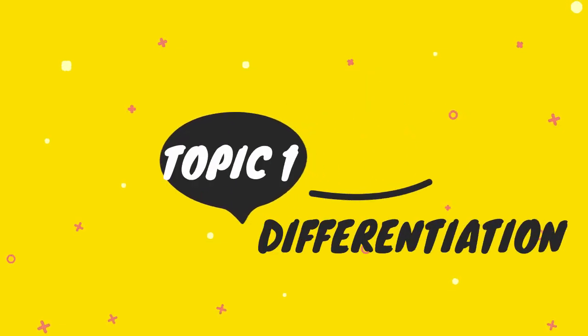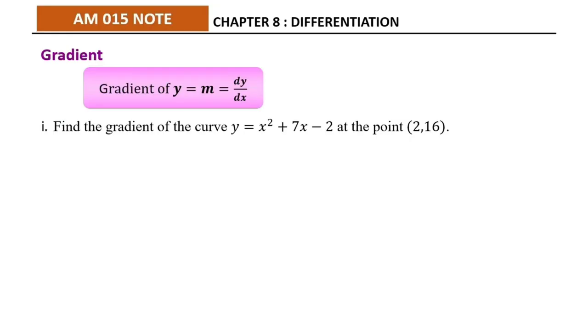Next, we have gradient. Gradient of y equal to m equal to dy/dx. Example, find the gradient of the curve y equal to x squared plus 7x minus 2 at the point (2, 16). Gradient is dy/dx.